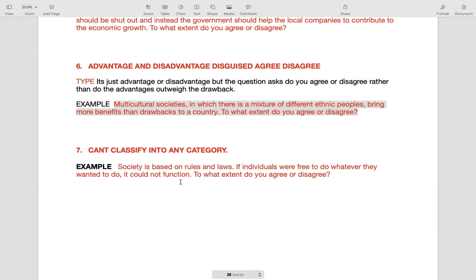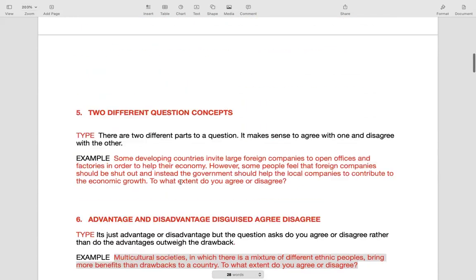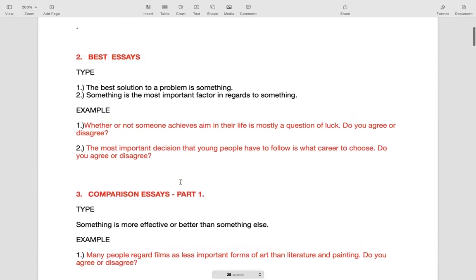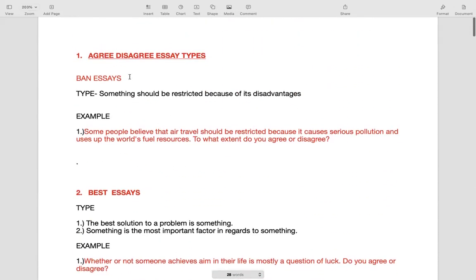So there's no category here. You have to think what you want to do. If there was absolute freedom, the society would crash. That's what the question is. Okay. So these are the categories for me, the 6 main categories. I'll repeat them again. The first one is the ban essays.